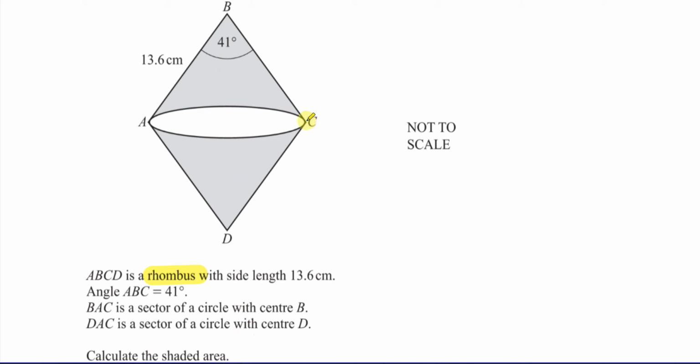BAC is a sector of a circle with center B. So you have a sector of a circle with center B. And DAC is a sector of a circle with center D.